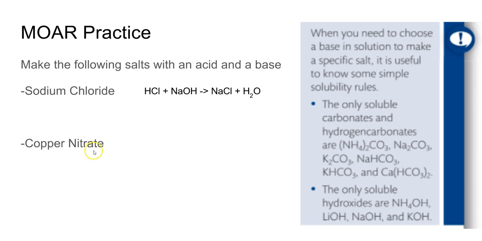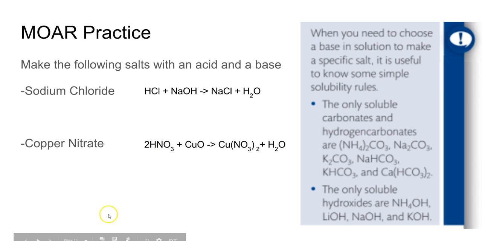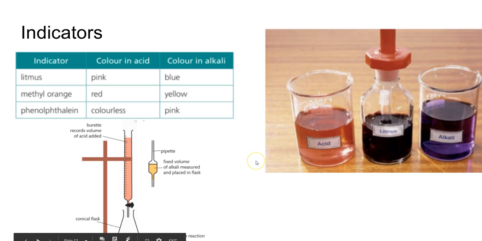Copper nitrate. So let's start with the acid. I want to get a nitrate, so I should probably use nitric acid, HNO3. Now copper, I don't see the copper metal in any of these. So I'm going to have to use the copper oxide as my base, since I can't use a carbonate, a hydrogen carbonate, or a hydroxide. And so again, this is a neutralization reaction. We have an acid and a base. I have nitric acid plus copper oxide. And here's my salt, copper nitrate, plus water.